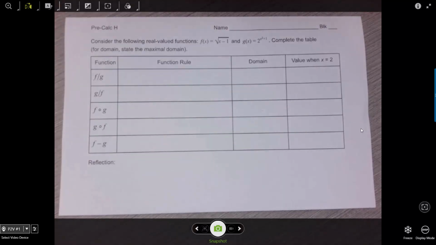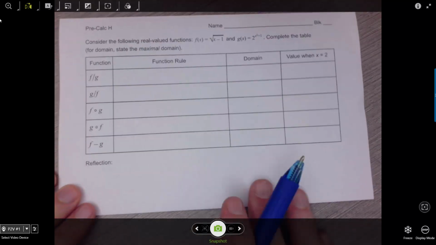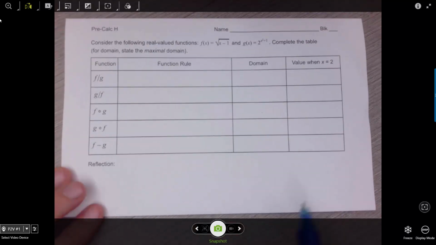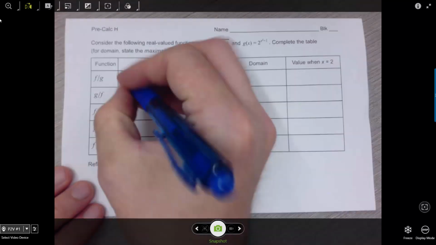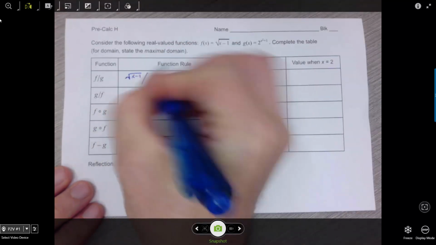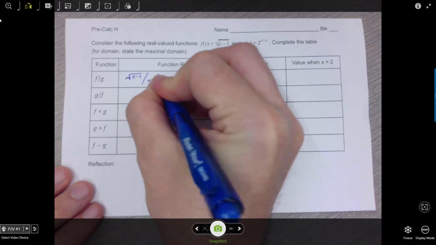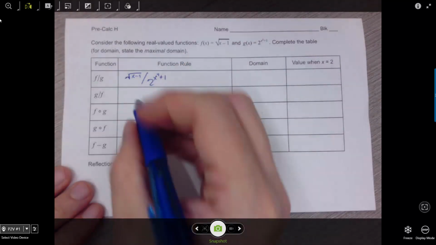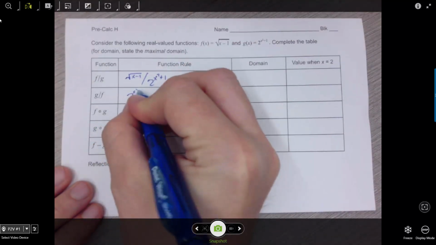Hi everyone. Let's do the check for understanding. So coming up with the function rules should be very fast because it doesn't really require any thinking, it's just plugging and chugging. So f over g, I'll just use the f function in the numerator and the g function in the denominator. Done. G over f, same thing, but I'll reverse the numerator and the denominator.